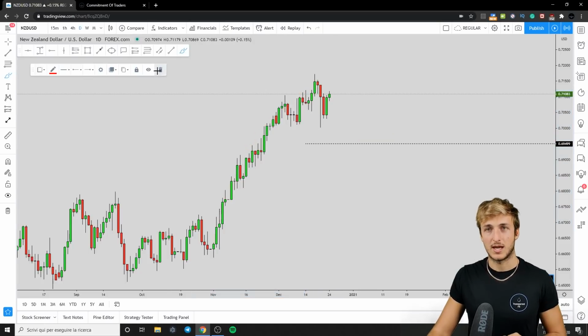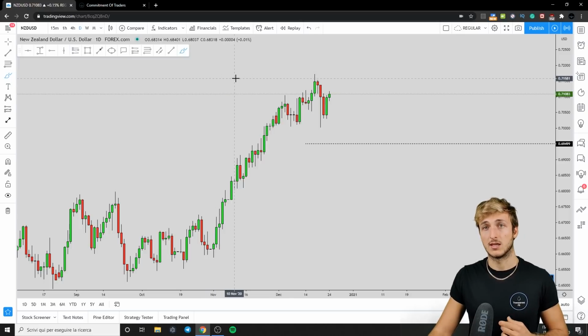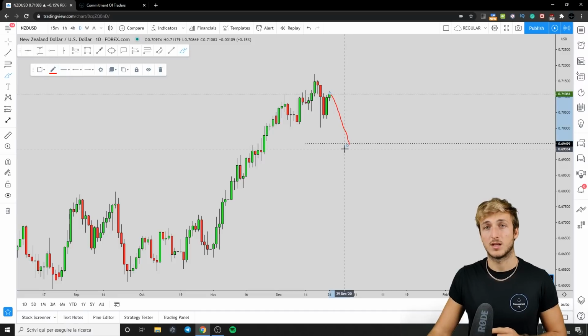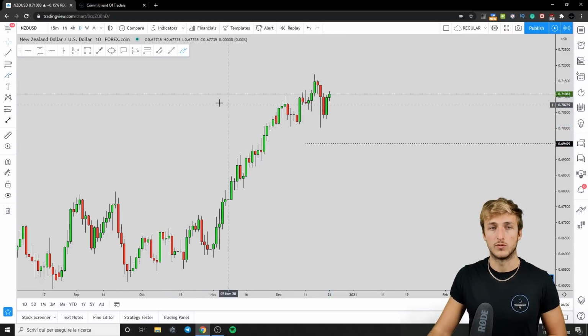So what we can expect is some more profit taking. And if we will see more profit taking on the longs, we can definitely expect a move to the downside and to see some short-term NZD USD weakness. So everything at the moment is lining up for a potential move to the downside.